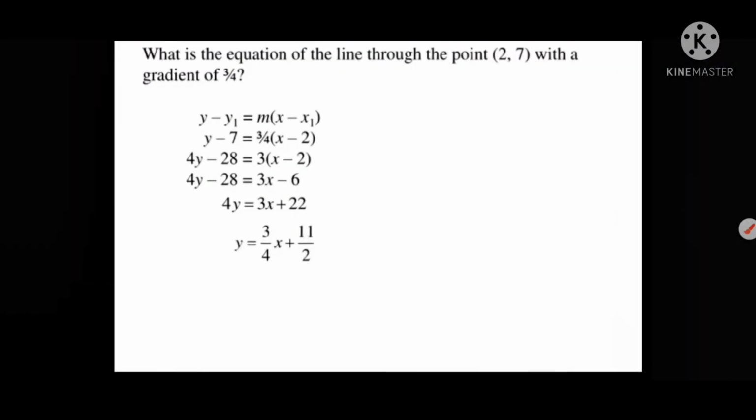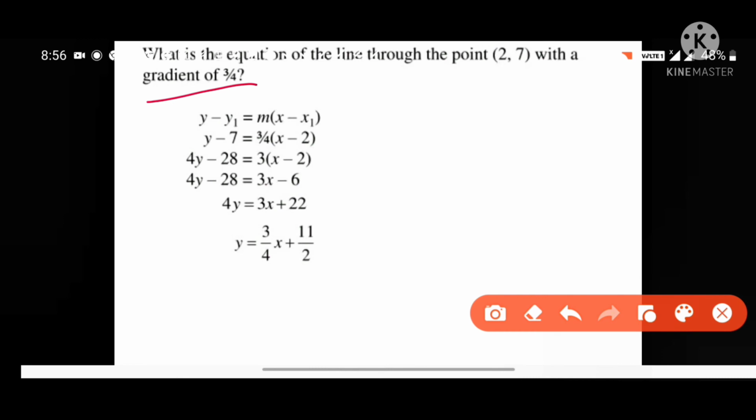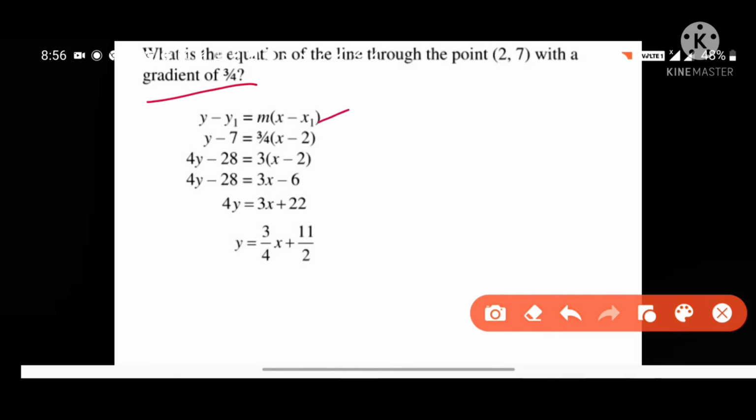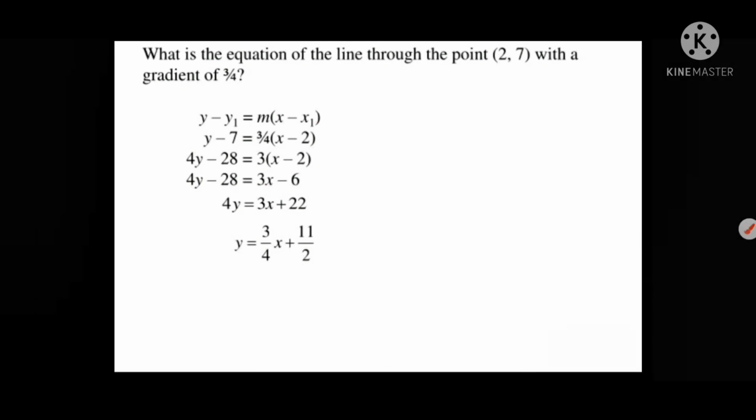Next, what is the equation of the line through the point? One point is given and slope is given. Y minus y1 is equal to m times x minus x1. By putting the values and solving this, we get the desired result.